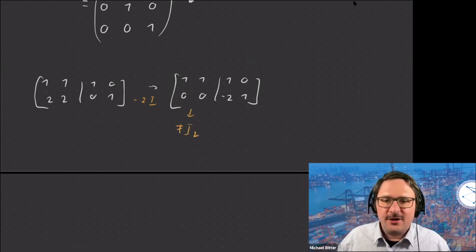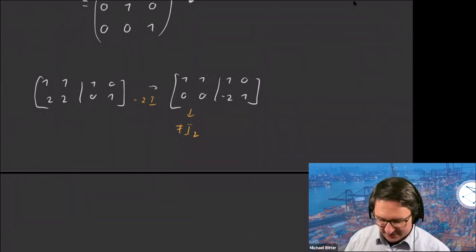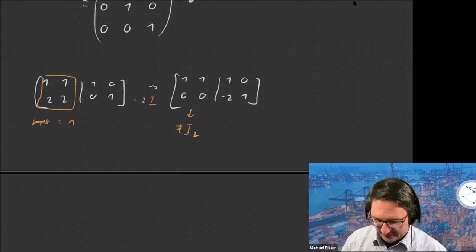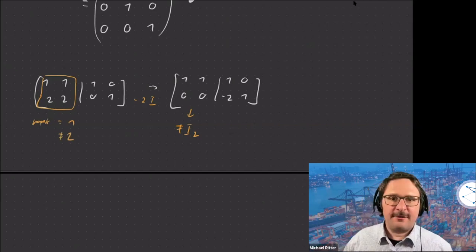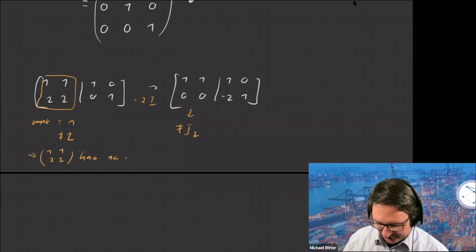We cannot undo that. What that means is that the matrix on the left, in this case, has rank 1. We only have one pivot element. So if this is our matrix here, the rank of this one is 1, not 2. So this matrix doesn't have full rank. And that means there is no inverse. So the matrix 1, 1, 2, 2 has no inverse.